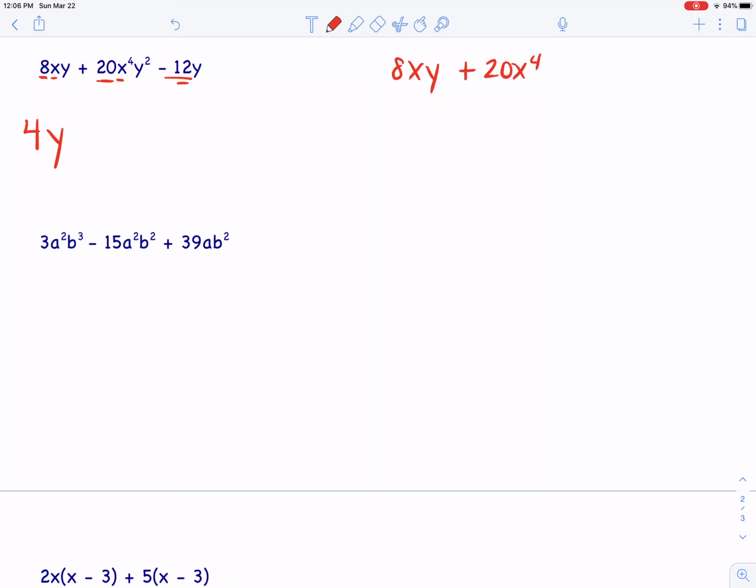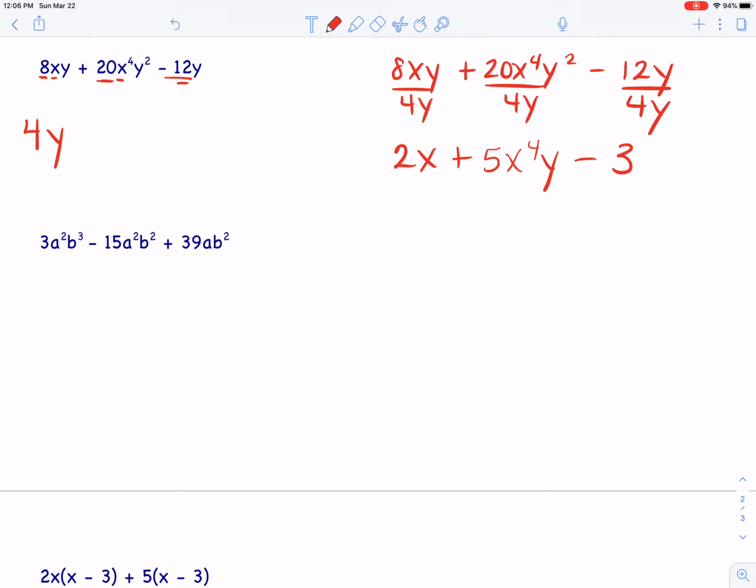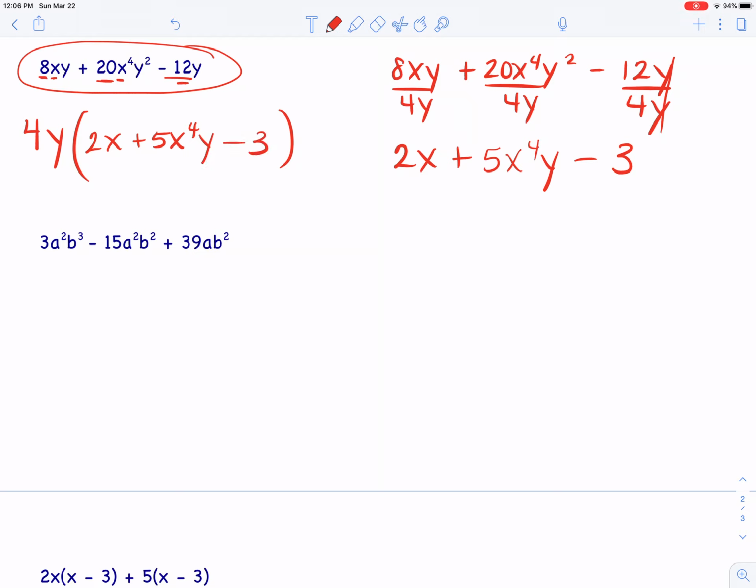And now I'm going to have to divide all 3 terms by 4y in order to get the second factor. Divide all 3 terms by 4y, and I'm going to get 2x plus 5x to the 4th y minus 3. The y's go. So inside parentheses now there'll be 3 terms because there were 3 terms in the original polynomial. 2x plus 5x to the 4th y minus 3. And that's your final answer.